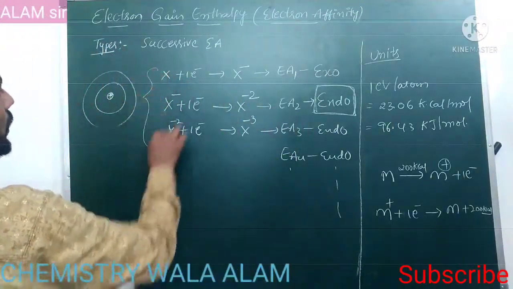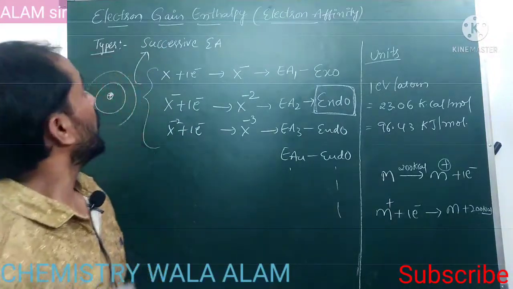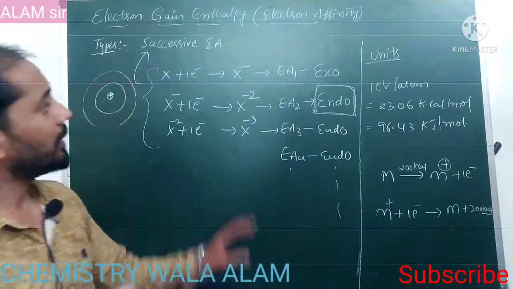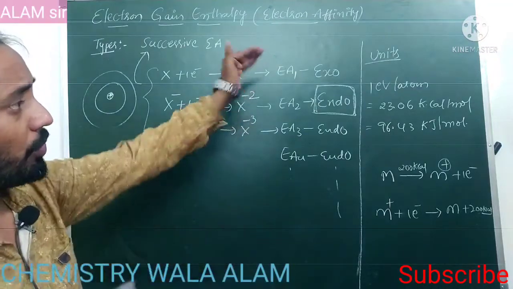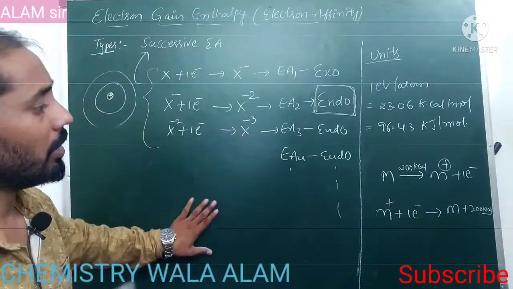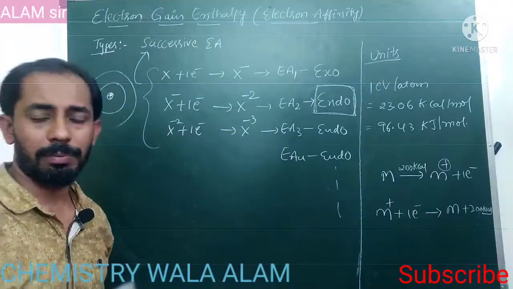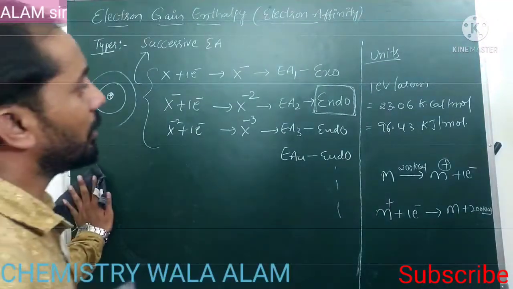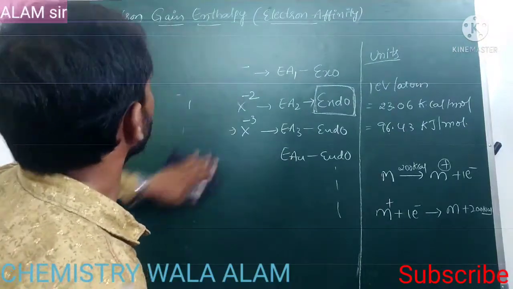These are all termed as successive electron affinities or electron gain enthalpies, first, second, third. How many electron affinities are possible? Based on the atomic number, however many electrons are added, that many electron affinities are possible. Okay, right. Next one is factors affecting the electron affinity.